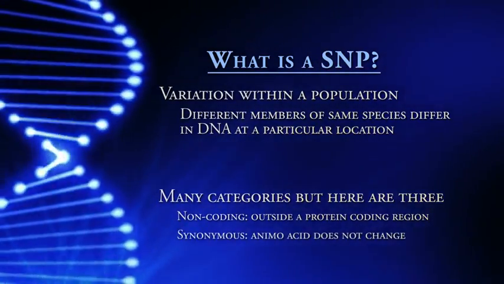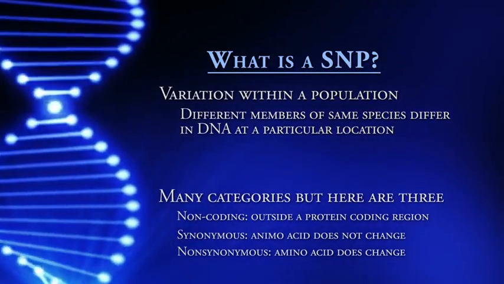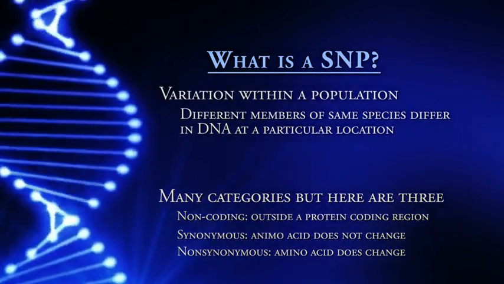Synonymous SNPs occur when the amino acid does not change. So it's within the coding region, but remember that sometimes different triplets code for the same amino acid. So if you change the DNA, but you still get the same amino acid, then that is called a synonymous SNP. When the amino acid changes, we call that a non-synonymous SNP. So there are two categories of coding SNPs, non-synonymous and synonymous.